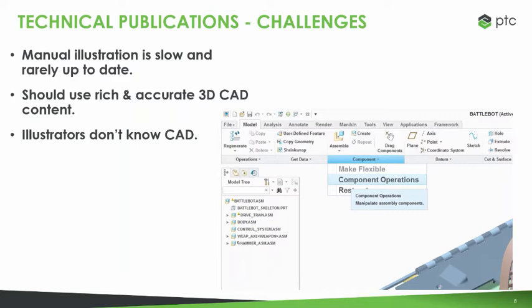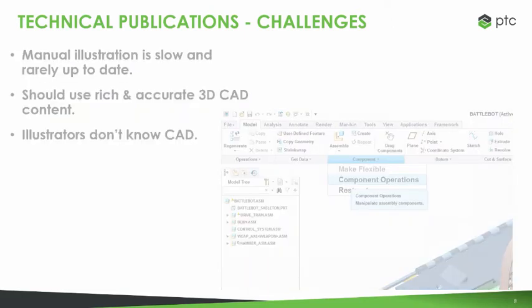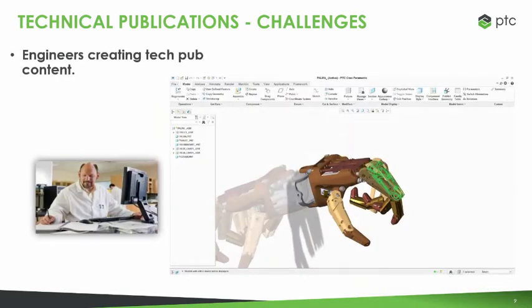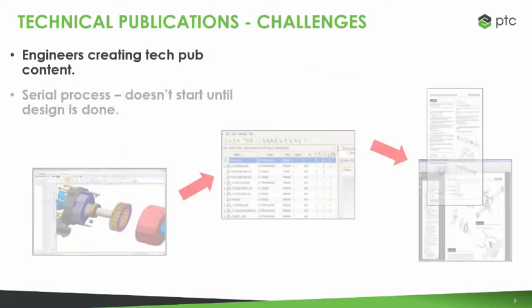The difficulty with that is that often illustrators don't really know CAD data or understand modeling, so it can be difficult for them to work with those. And when you have that, then you end up with engineers that are creating your technical publication content, and that's not really what their role is to be there for. They're usually there to do their design work or whatever it would be. That's not just creating technical publications.